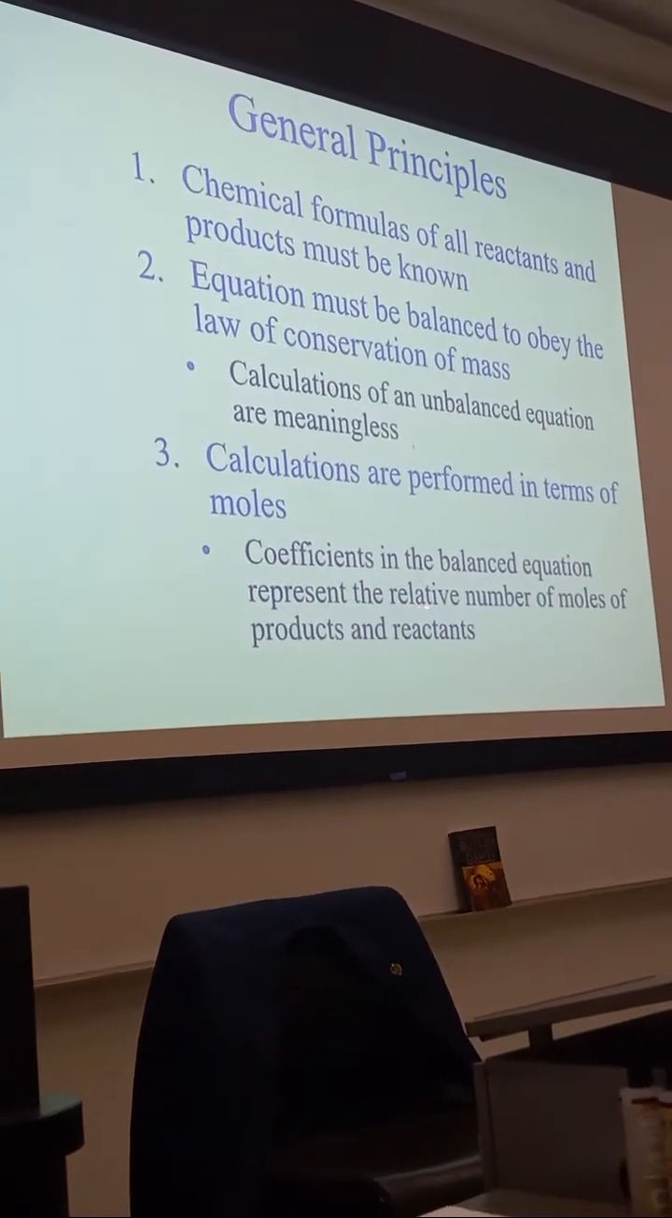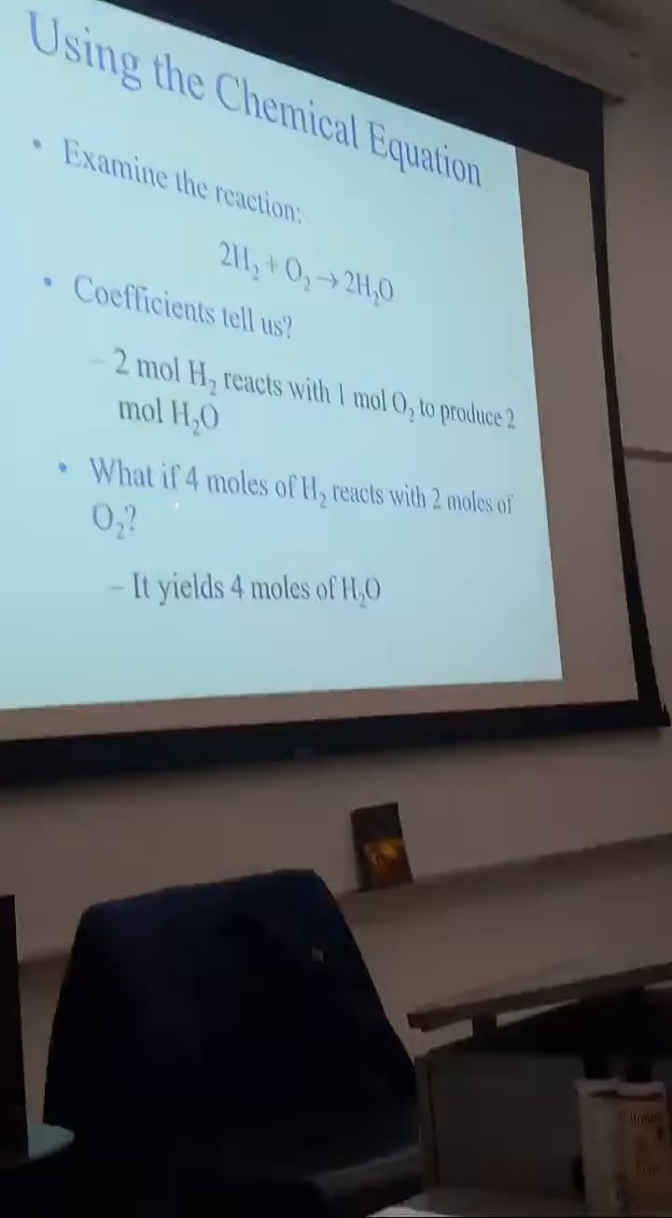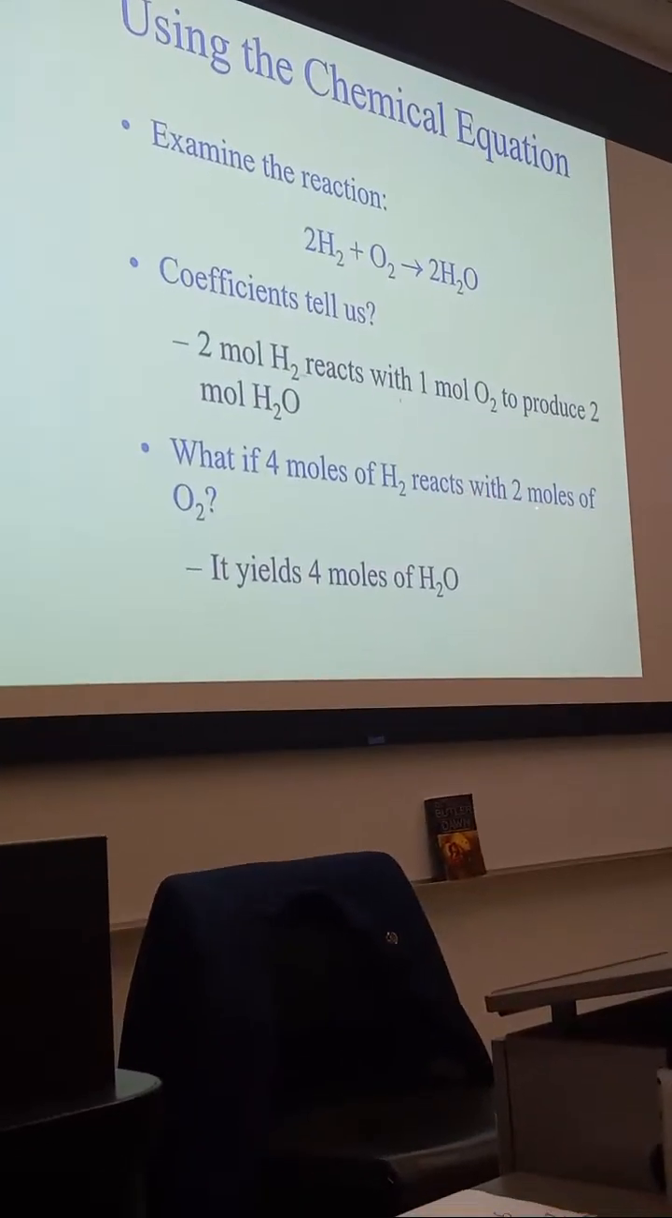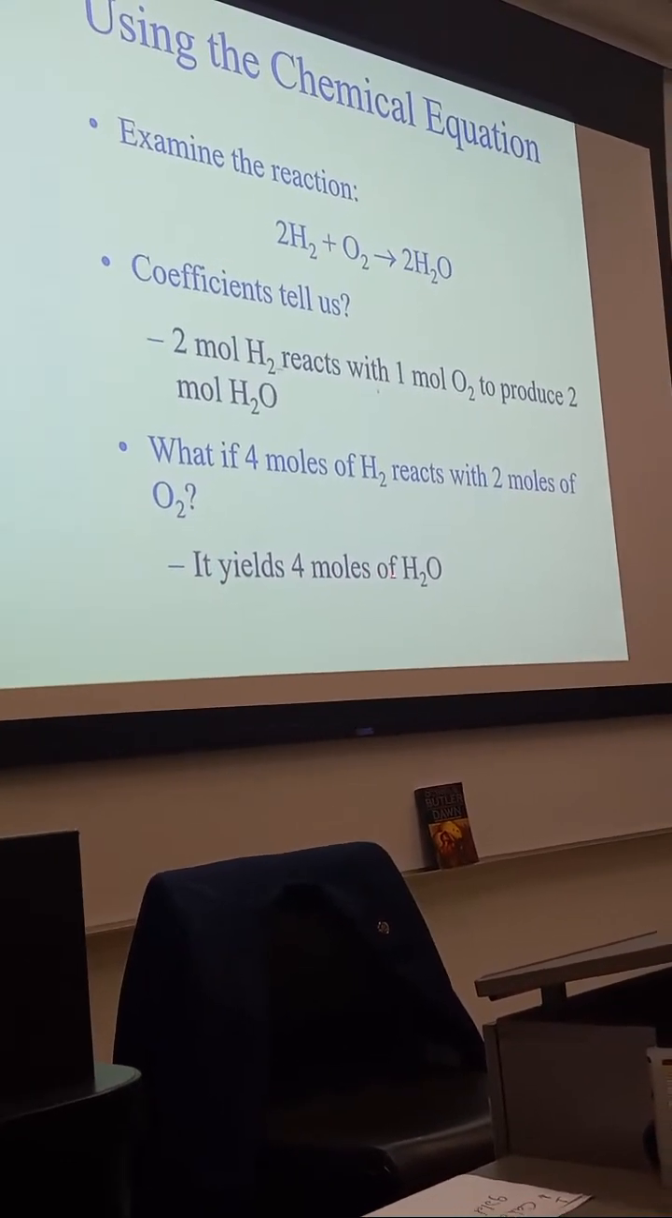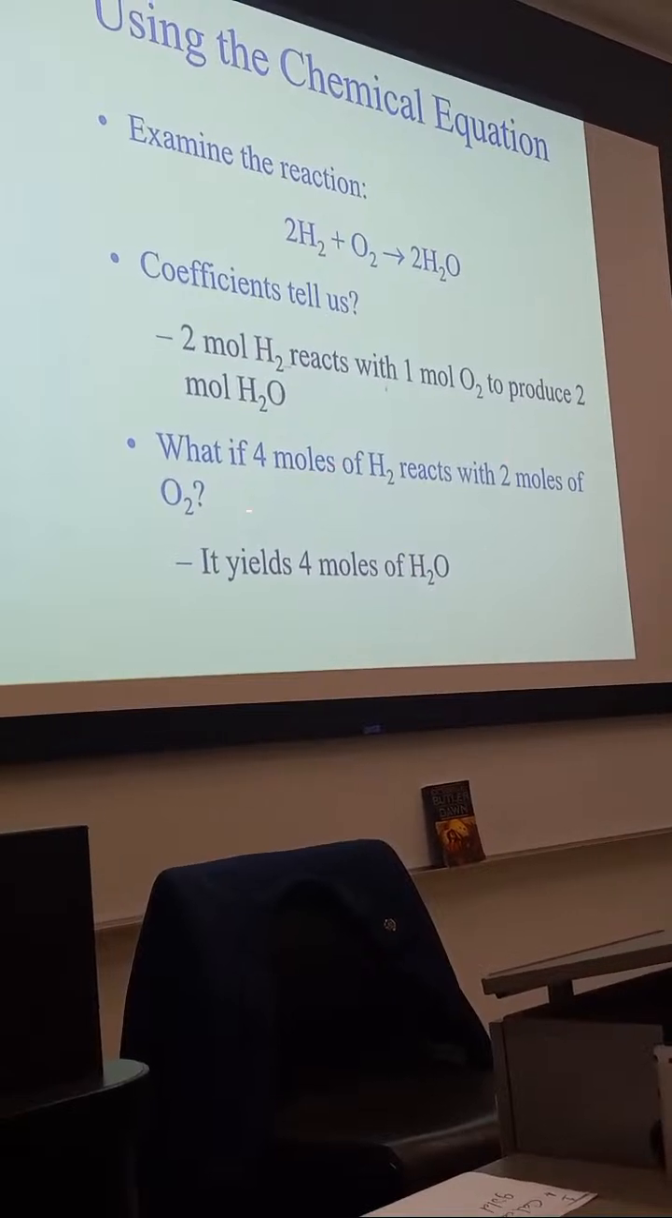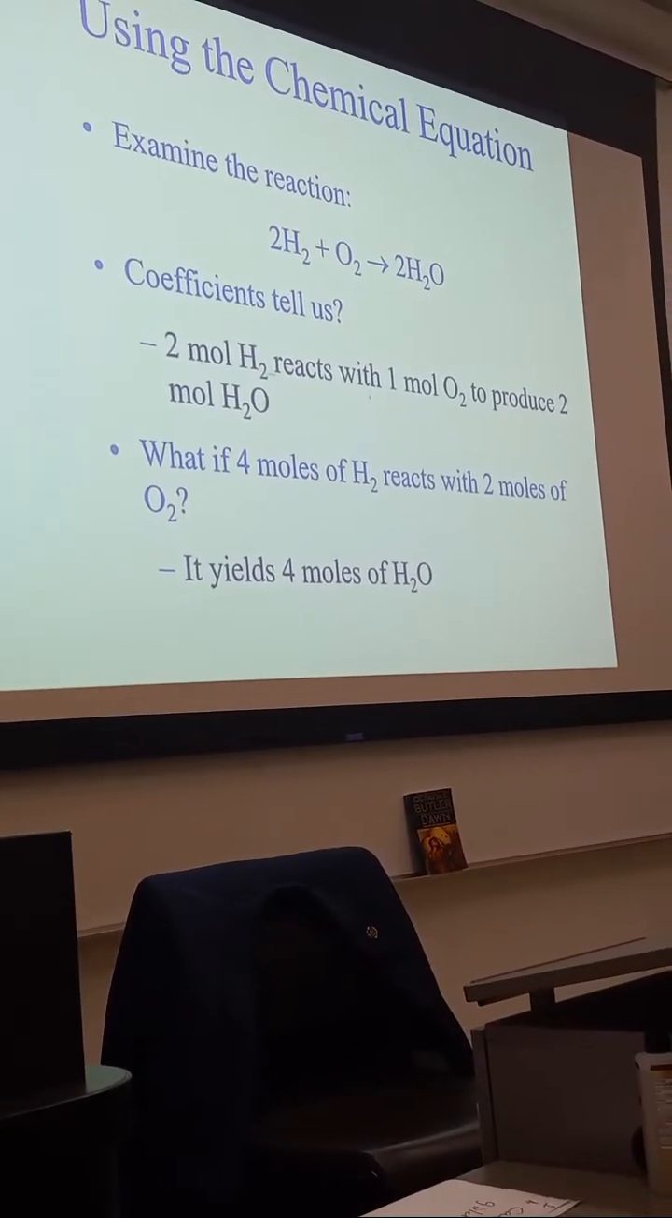The coefficients in a balanced equation represent the relative number of moles of products and reactants. So equations speak in terms of moles. 2 moles of hydrogen react with 1 mole of oxygen to give you 2 moles of water. We don't speak grams here. They can give you grams, but you better convert grams to moles to start these problems. So if you have 4 moles of hydrogen reacting with 2 moles of oxygen, it gives 4 moles of water. We can look at it from those simple perspectives.